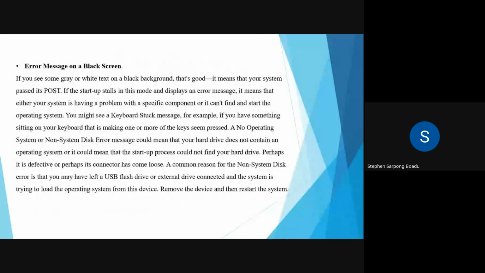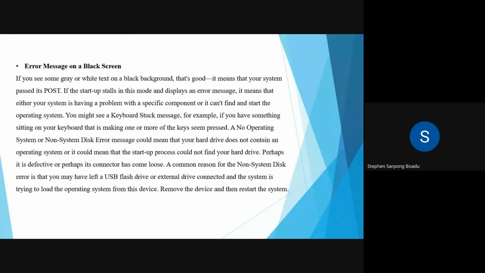All right. Then the next one is error message on a black screen. Okay, so if you see some gray or white text on a black background, that is good. It means that your system passed its POST. If the startup stalls in this mode and displays an error message, it means that either your system is having a problem with a specific component or it can't find and start the operating system, right?